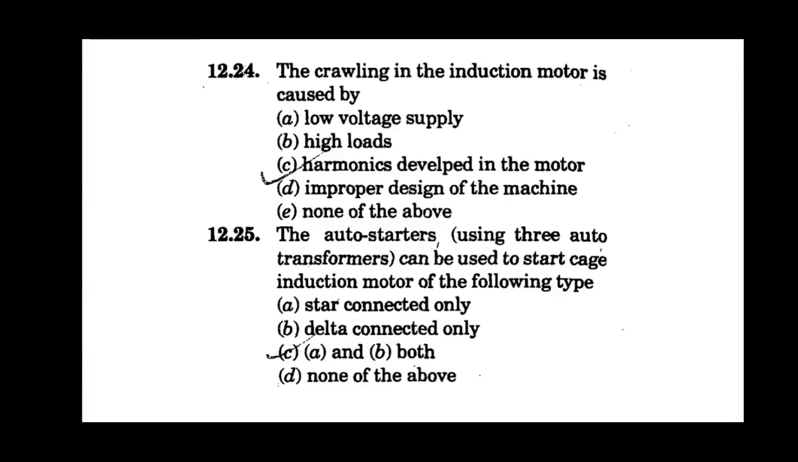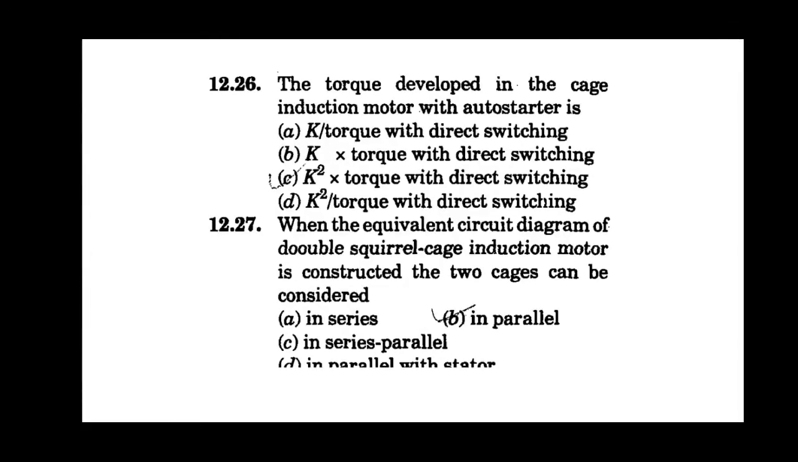The auto starters using 3 auto transformers can be used to start cage induction motor of the following type, A and B both. The torque developed in the cage induction motor with auto starter is K square multiplied by torque with direct switch.